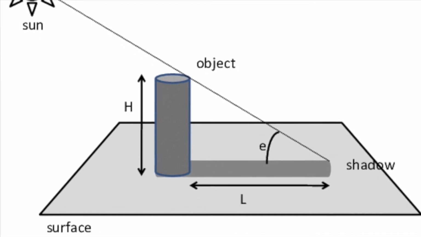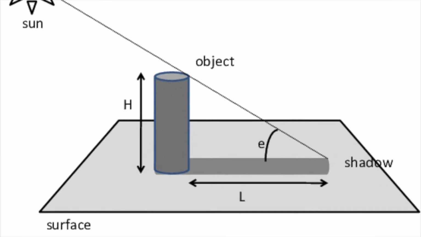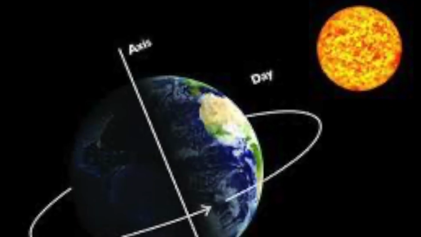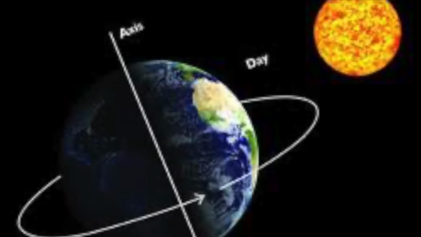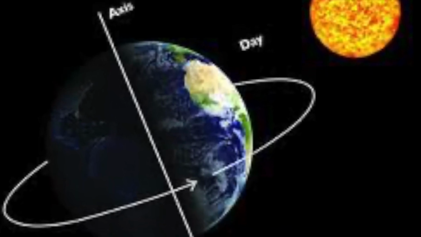The direction of a shadow indicates the time of day. North is around noon, westward is morning, and eastward is afternoon. It's because of Earth's rotation that causes shadows to change direction and length.